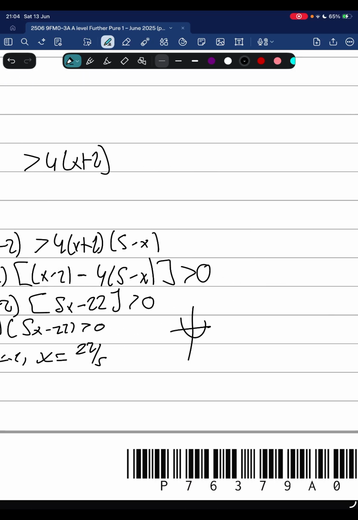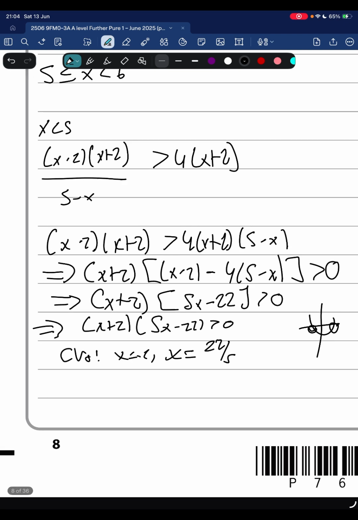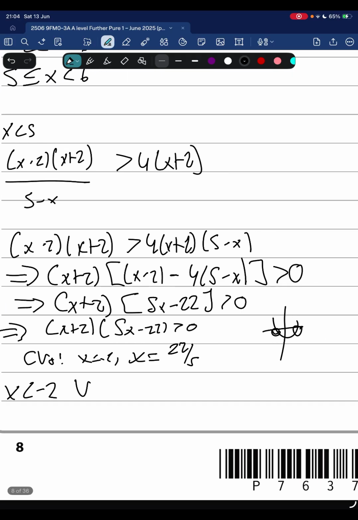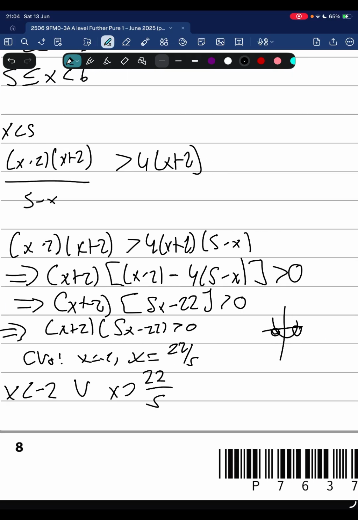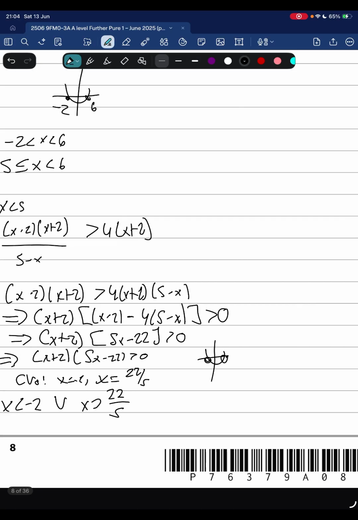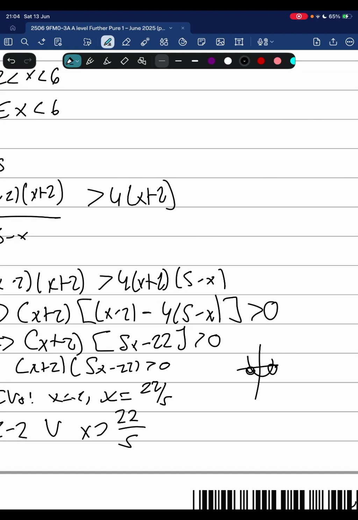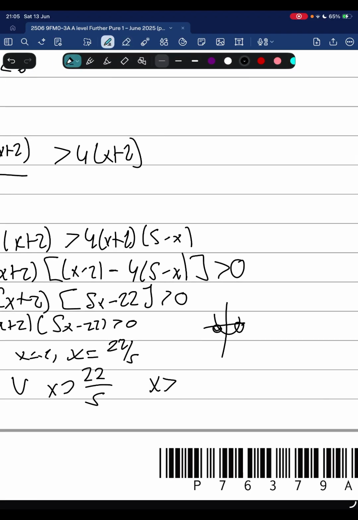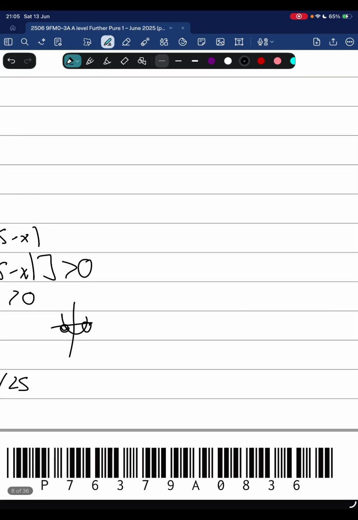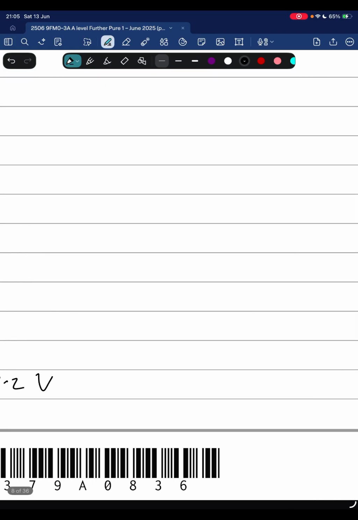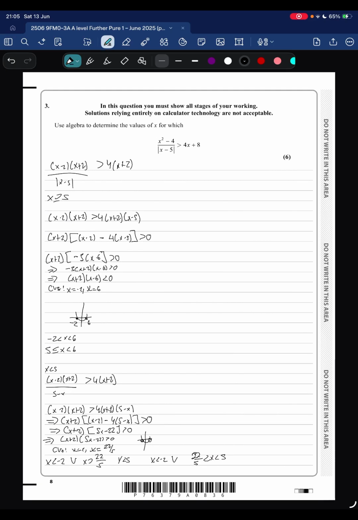So if we sketch a parabola, we need it to be greater. So we have x is less than minus 2, or 22 over 5 less than x less than 5. So we have to change this. Okay, so that's going to become x less than minus 2, or 22 over 5 less than x less than 5, because now we want to combine the cases.